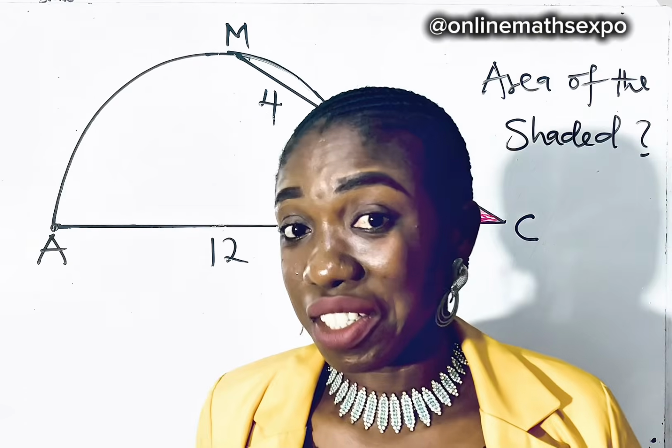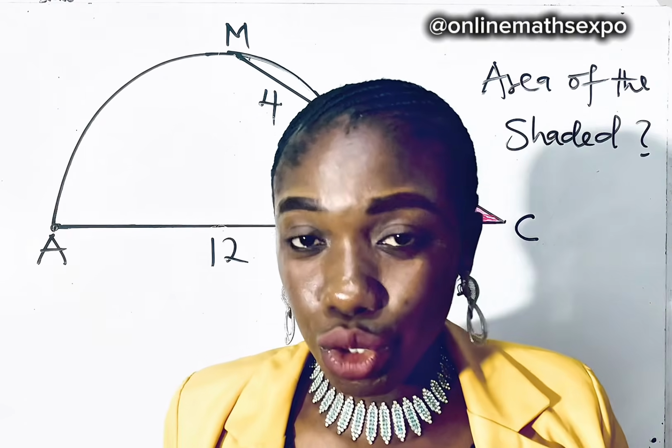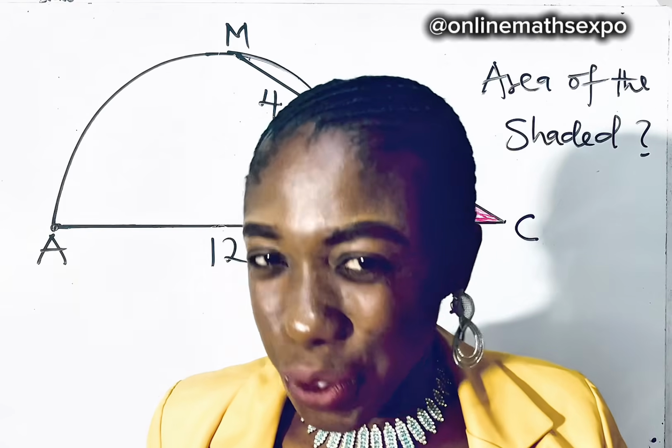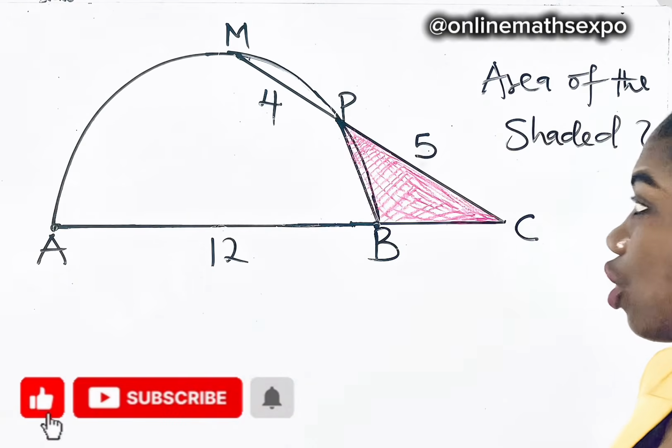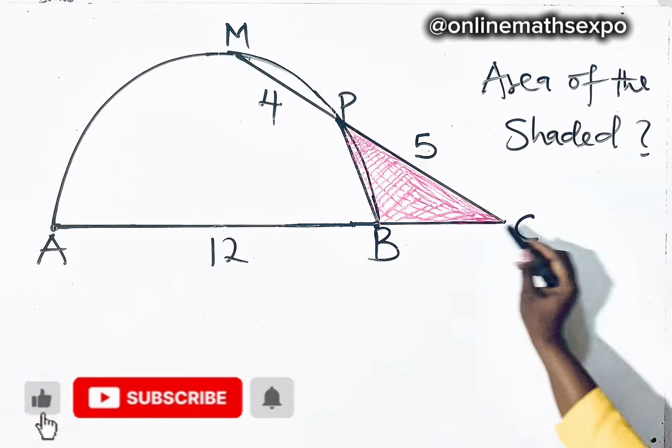Is this something you can do? You can pause the video for a while. You can also join me. I will take you through it step by step. It's just so easy. Now, what we need to do is to find the area of this triangle PBC.